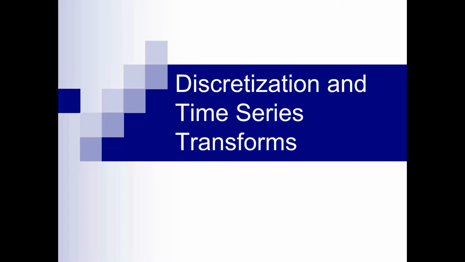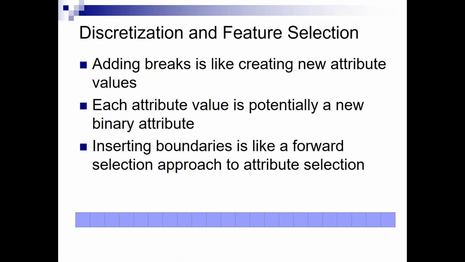Okay, so that's feature selection, and now let's move on to discretization and time series transforms. Discretization is a process that applies to numeric attributes. A numeric attribute gives you a continuous range. Right now, this blue rectangle that you see is not a set of features, but a range. At one end you have low values of the range, and at the other end you have high values of the range.